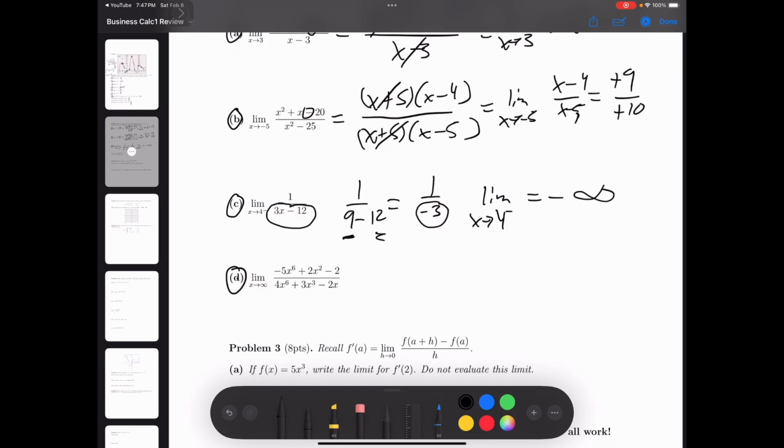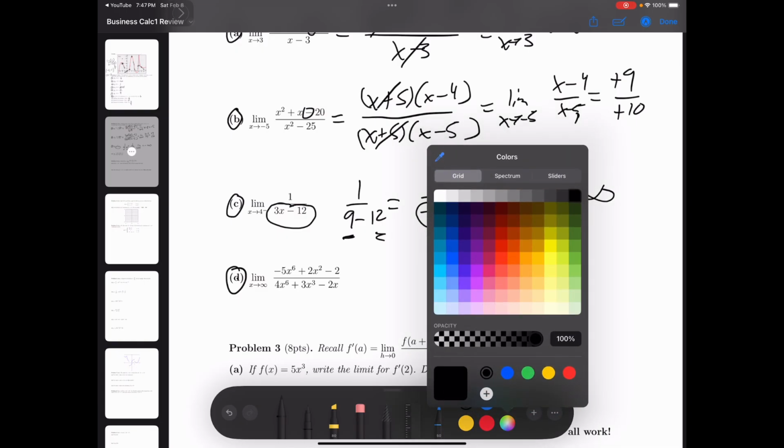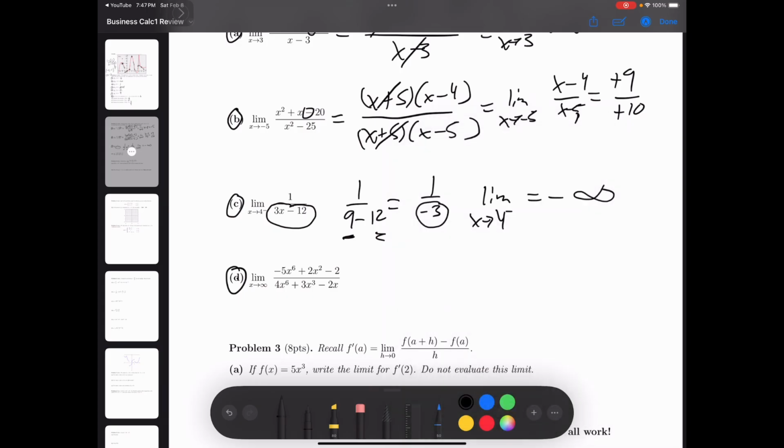Part D, we have to remember our horizontal asymptotes. We have two pieces here that seem to be the dominating terms. As we go towards infinity, those are really the terms that are going to matter. They have the same power, so we can cancel our x to the 6's. And we're left with the limit just being negative 5 over 4. And that's all.